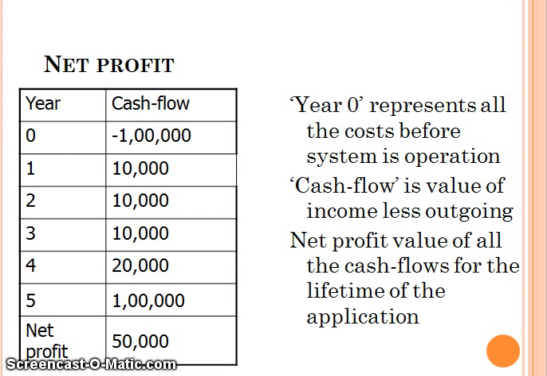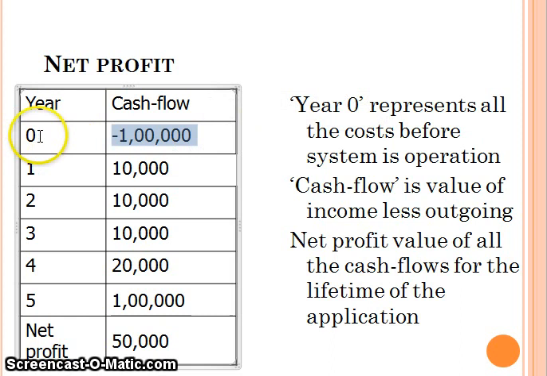So when you see net profit, the initial investment that we have to give is 1 lakh rupees at the year, the 0th year, which is your investment, hence it is indicated with a negative sign. And when you take the first year, you get a returns of 10,000. The second year you get a returns of 10,000, and in third year it is again 10,000. The fourth year it is 20,000, and in the fifth year you get a returns of 1 lakh.